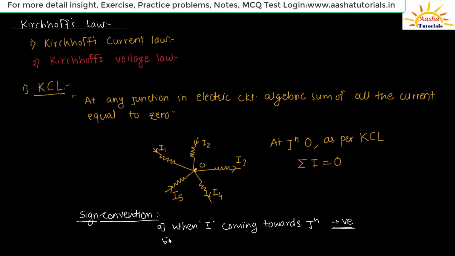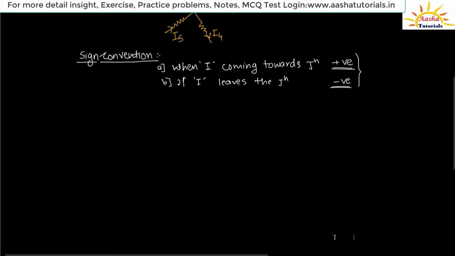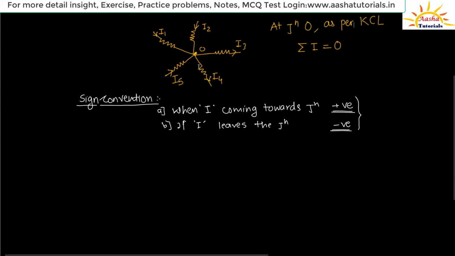And if current leaves the junction, that means it is going away from the junction, then we have to take the sign of the current as negative. So you must remember these 2 points: current coming towards the junction is positive and current leaving the junction is negative. Now in this figure, whatever currents are coming towards this junction, I must consider as positive, and current leaving the junction as negative.